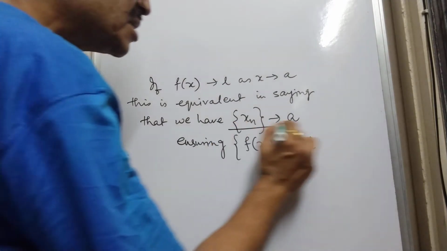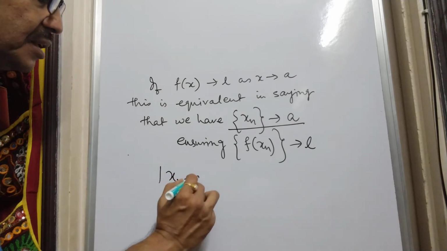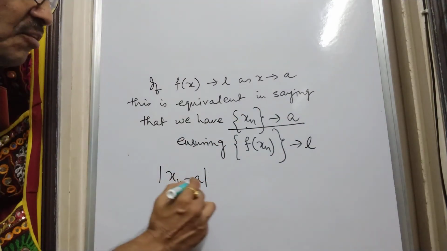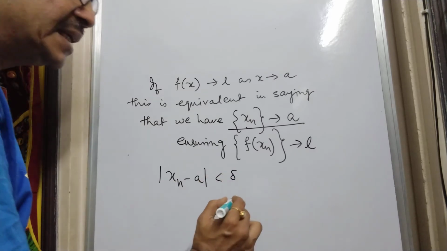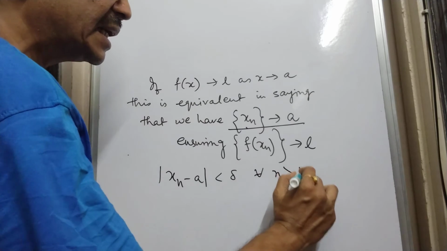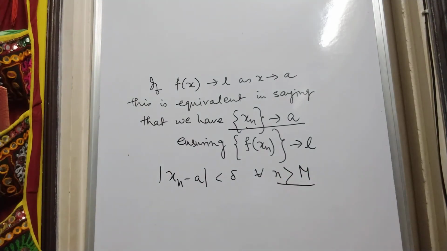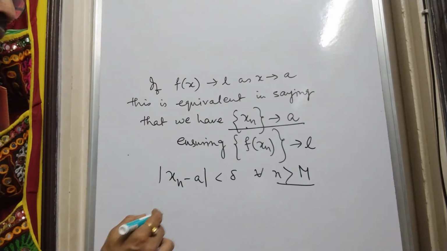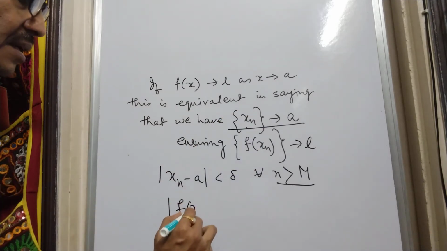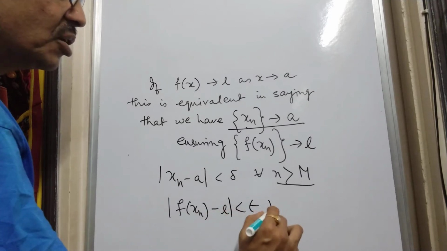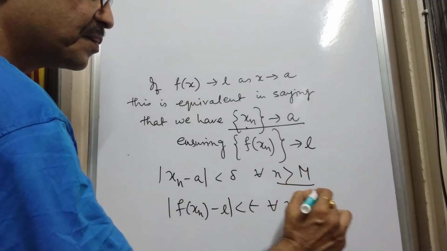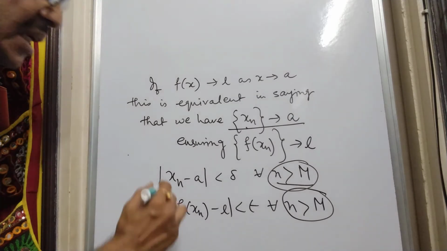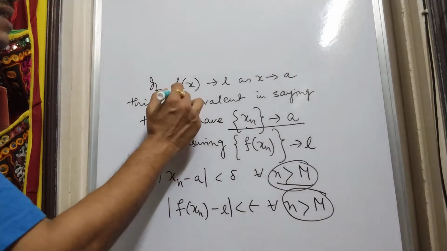This is because, what does this mean? From the definition of convergence of sequence, we know that this means whenever the sequence x_n converges to a, we have mod of x_n minus a less than delta for all n greater than a prefixed large number m. Okay? So for all this type of sequences, we have mod of f(x_n) minus l less than epsilon, for the same m. And what does this mean? This means that f(x) tends to l as x tends to a.